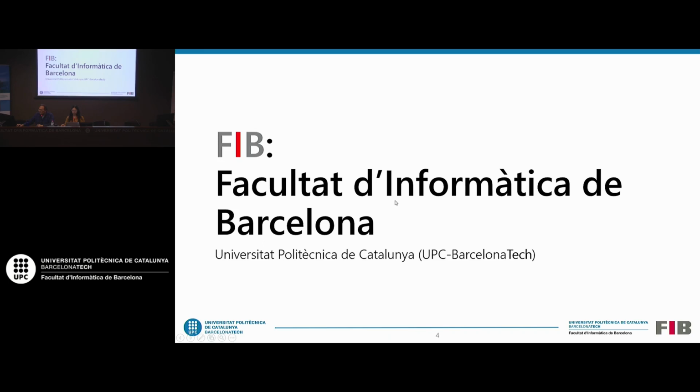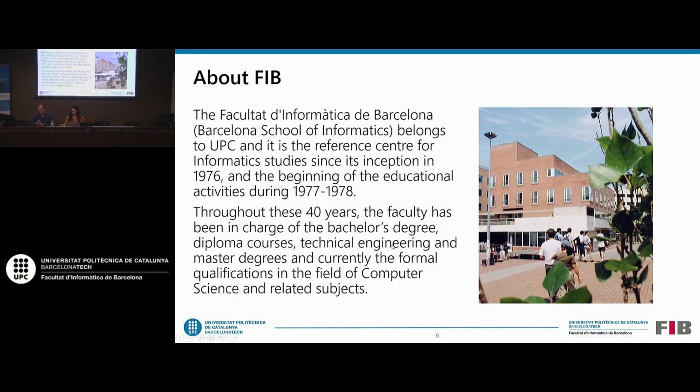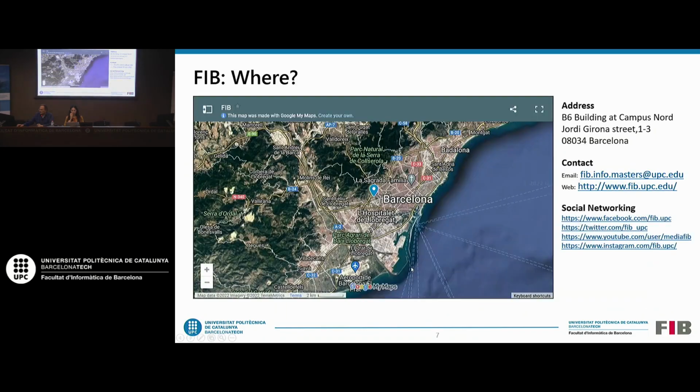So I will not go very much into details here because I understand that you want to know more about the master in general, but just a few things about the faculty. First, it belongs to the Universitat Politècnica de Catalunya, which is a public institution. Basically, it's one of the biggest universities in South Europe, and all the studies that refer to computer science are centralized in the Faculty of Informatics, which is a pretty young faculty. It's only 40 years old, but in this time, it's become one of the reference faculties in computer science in Europe.